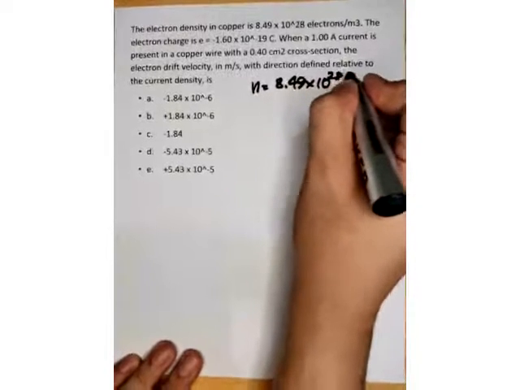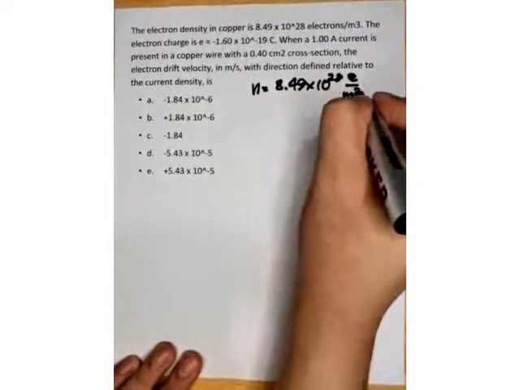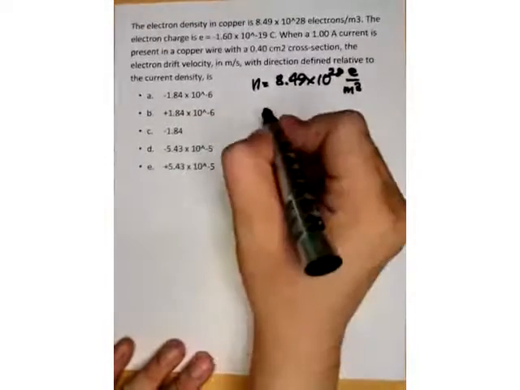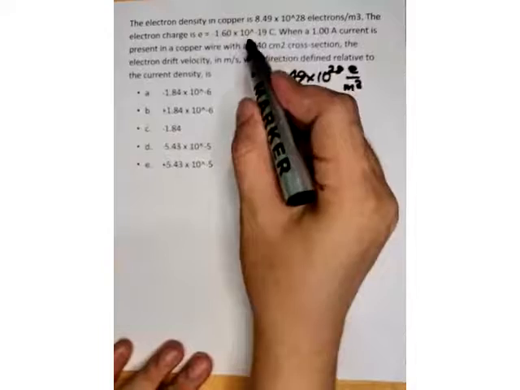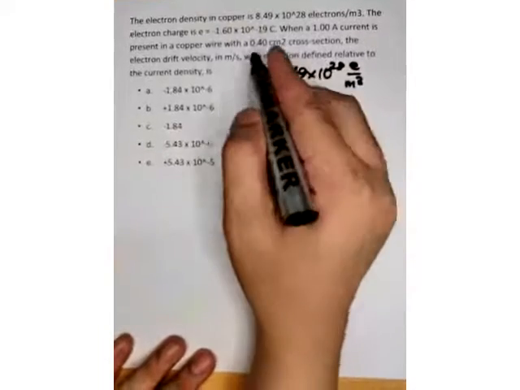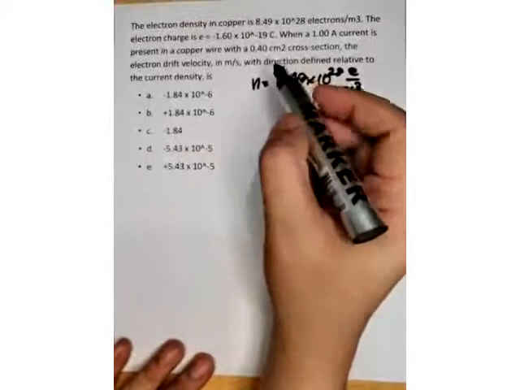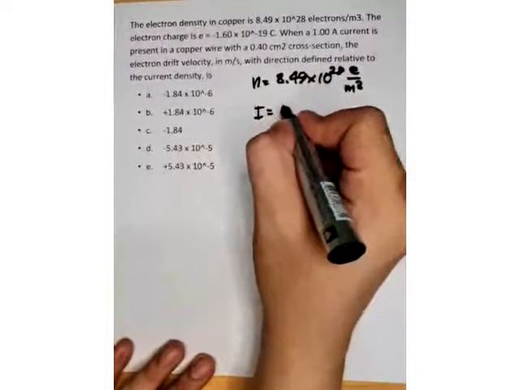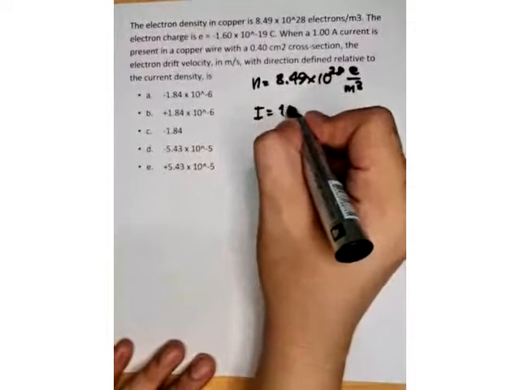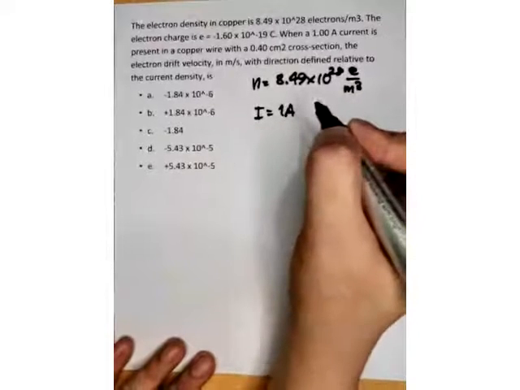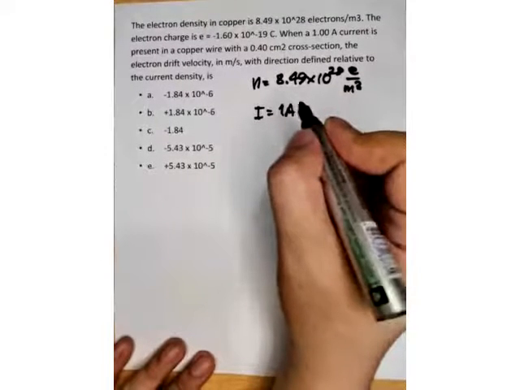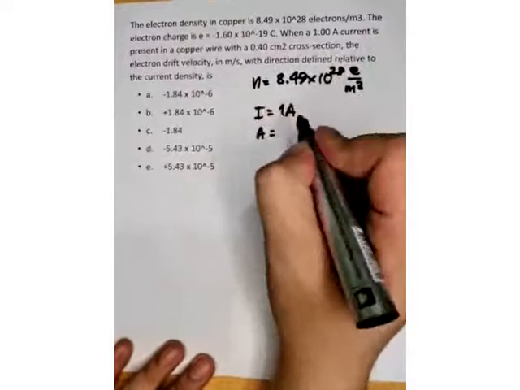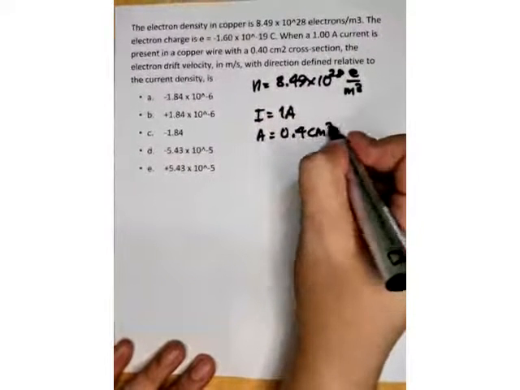So the electron charge is, ayan. So ito yung sinasabi ko kanina. So given naman yan, that each charge is 1.6 times 10 to the negative 19. So when the current is 1 ampere present in the copper wire and the 0.40 cm squared cross section, so area is 0.4 cm squared. The electron velocity is, so ang tinatanong ay ano ang VD?